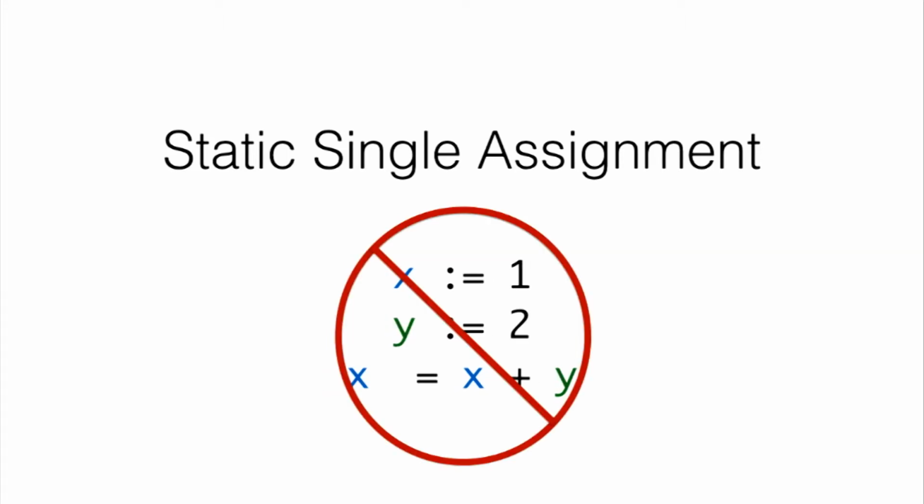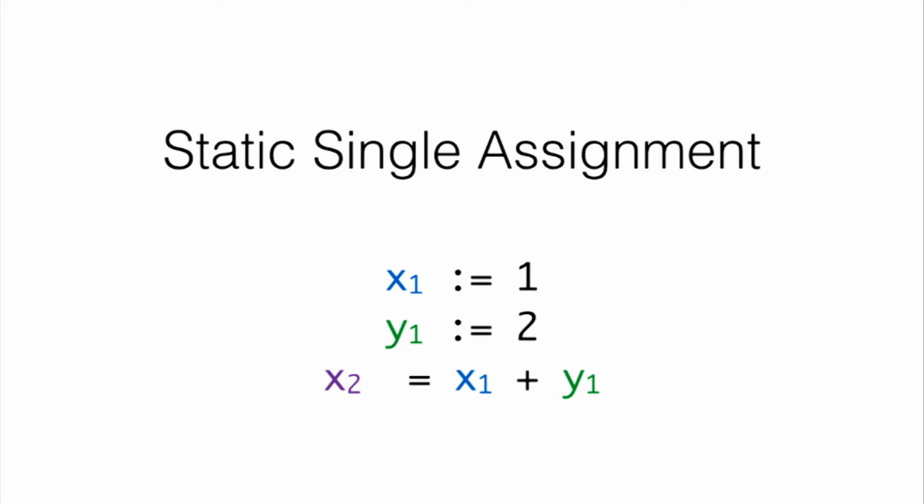So the problem is that we can't override our variables. We can only set them once. That's the single assignment part of it. So what we do is we version the variables.